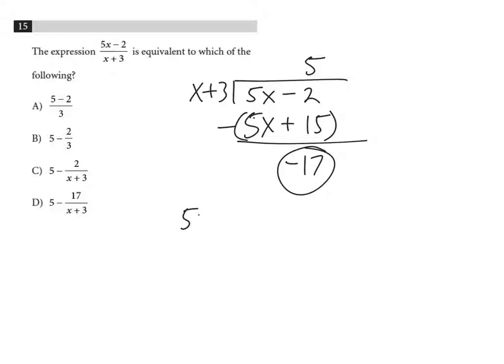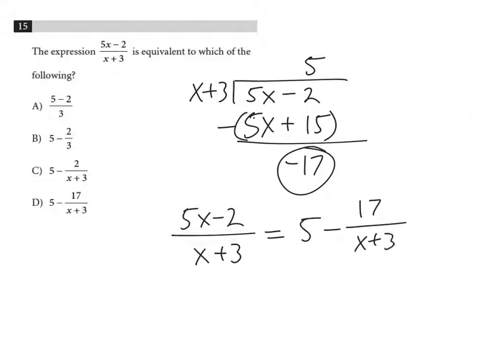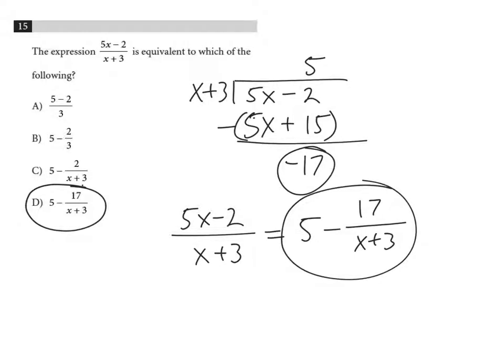So we see that 5x minus 2 over x plus 3 is equal to 5 minus, you can say plus a negative, but we're just going to say minus 17. But that 17 never got divided by x plus 3. So that is our solution right here. Answer D.